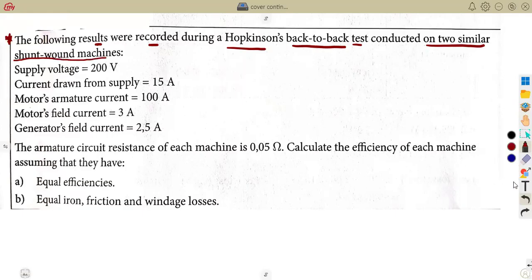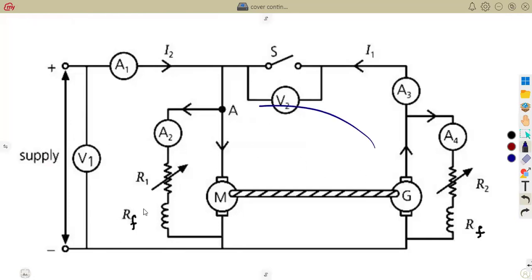All right, like I mentioned in the introduction, we are going to apply the Hopkinson's back-to-back test on two similar shunt wound machines. One is going to be a motor and the other a generator. Just a basic view for those who missed the class: we are going to consider the motor and the generator, where the motor on its own has its properties.